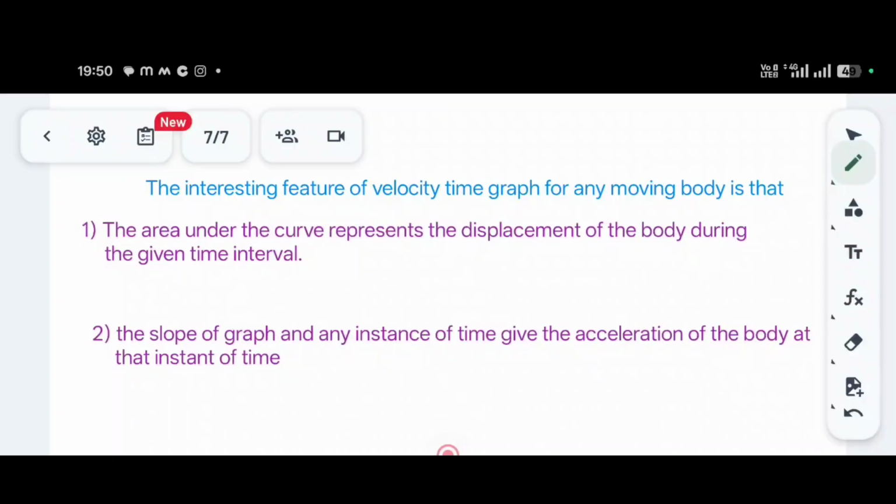So what I have told, the area under the curve gives the displacement of the body during a given time interval, and the slope of it gives the acceleration of the body. So hope you have understood.